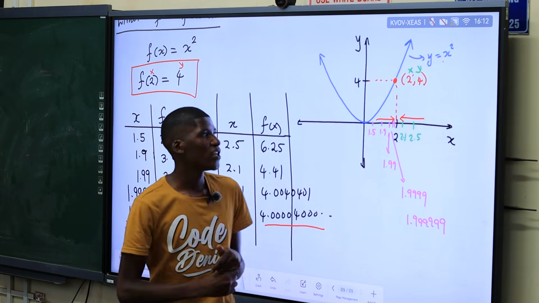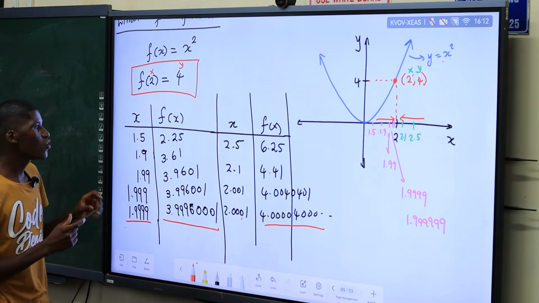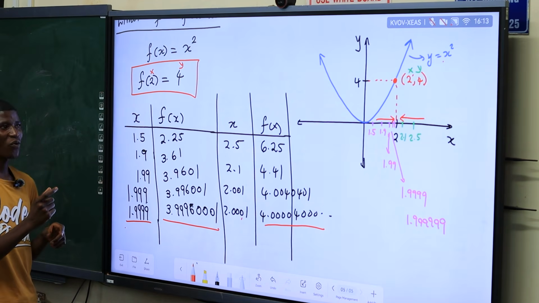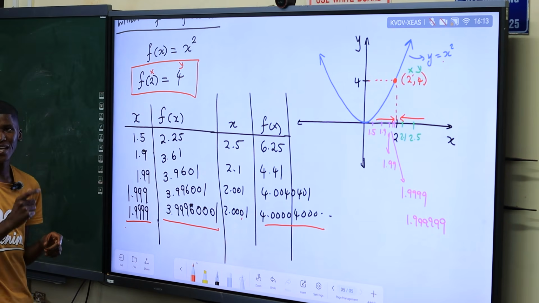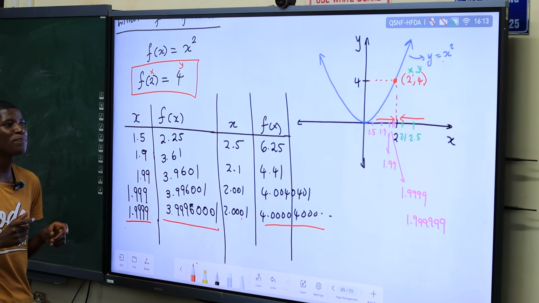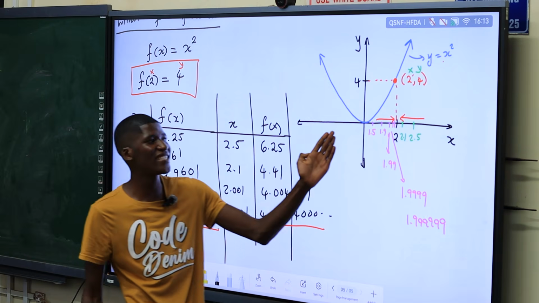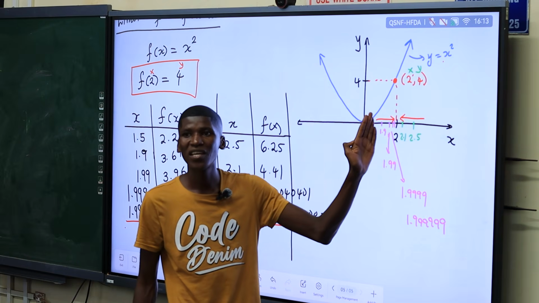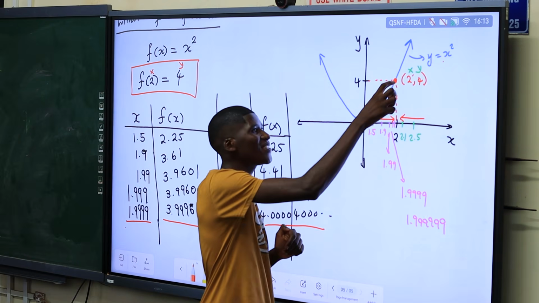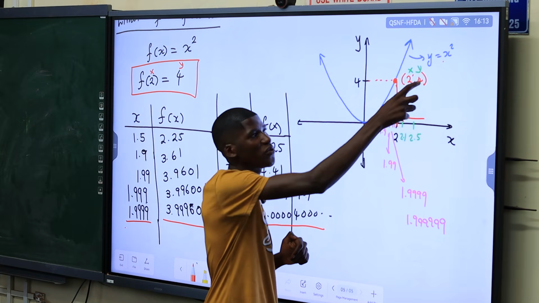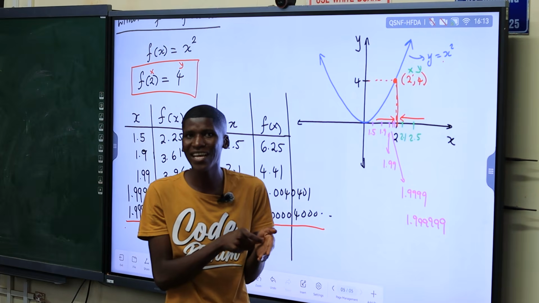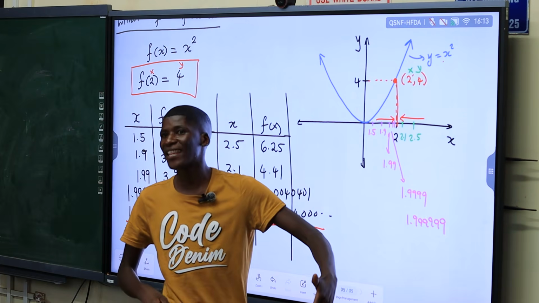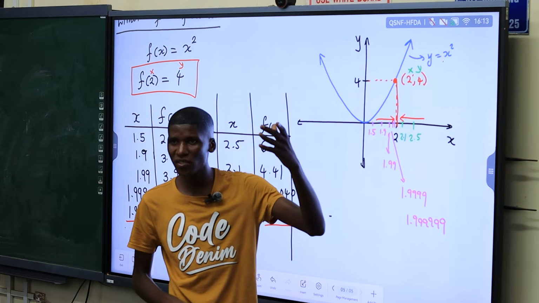So the y value that is approached when x approaches a particular x value is known as a what? A limit. It's a limit because we are not actually going to reach 2. We will not actually arrive at these coordinates, 2 and 4. No. We are going to get so close to it, but it will act as a boundary, an asymptote of sorts.